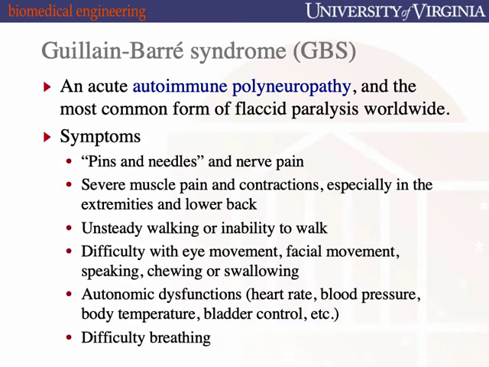All right. Symptoms: pins and needles feelings, nerve pain, obviously severe muscle pain and contractions, especially in the extremities and lower back. Okay. Unsteady walking, difficulty with eye movement, facial movement, obviously any kind of neuromuscular issues. We have autonomic dysfunction, so you have a hard time regulating your heart rate, blood pressure, body temperature, and bladder control. And you have difficulty breathing.